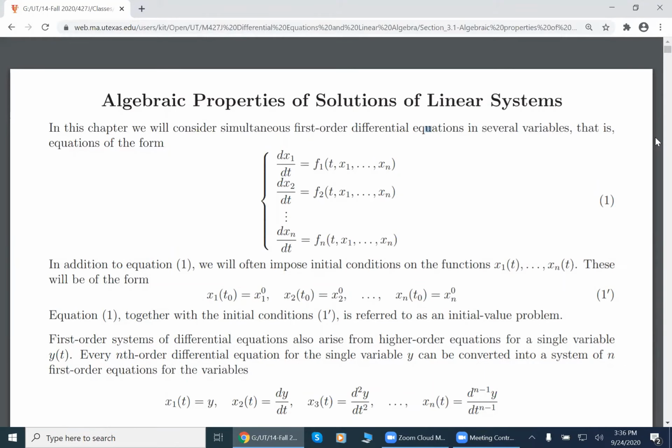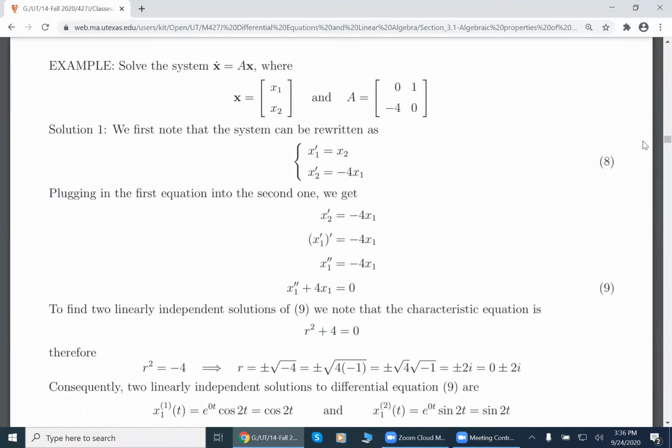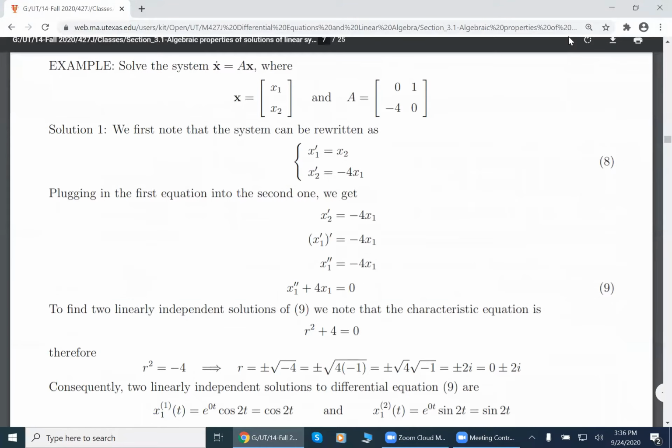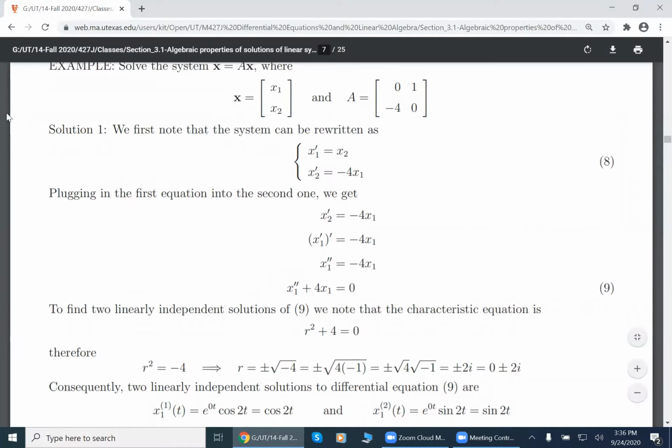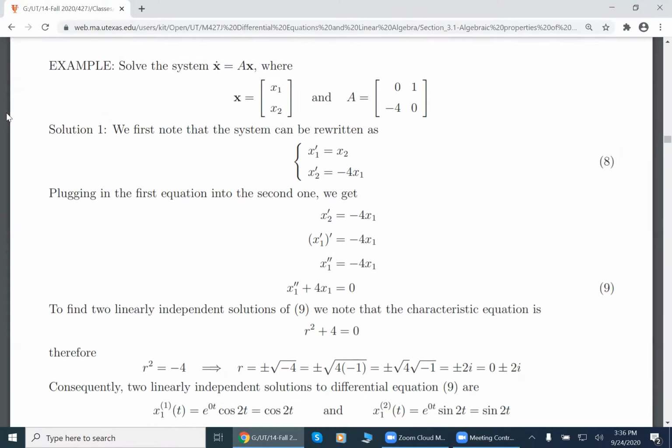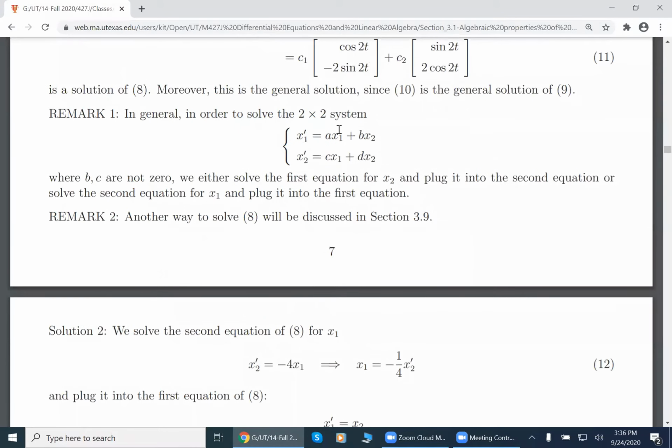Let us finish our discussion of section 3.1. Last time we discussed solution number 1 of this example. In short, if we have a system of differential equations, one way to solve this system is to solve equation number 1 for x2 and plug it into the second equation. Or method number 2, solve equation number 2 for x1 and plug it into the first equation.